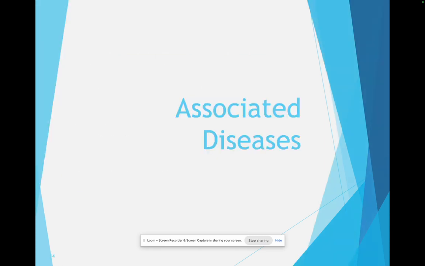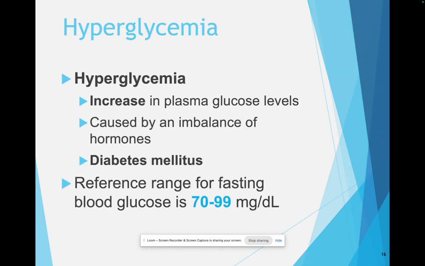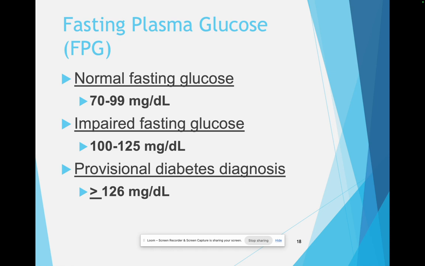So what are the associated diseases? We have hyperglycemia or hypoglycemia. Hyperglycemia means that there is an increased plasma glucose level, and the normal reference range is 70 to 99 milligrams per deciliter. There are three types of diabetes: type 1, type 2, and gestational.